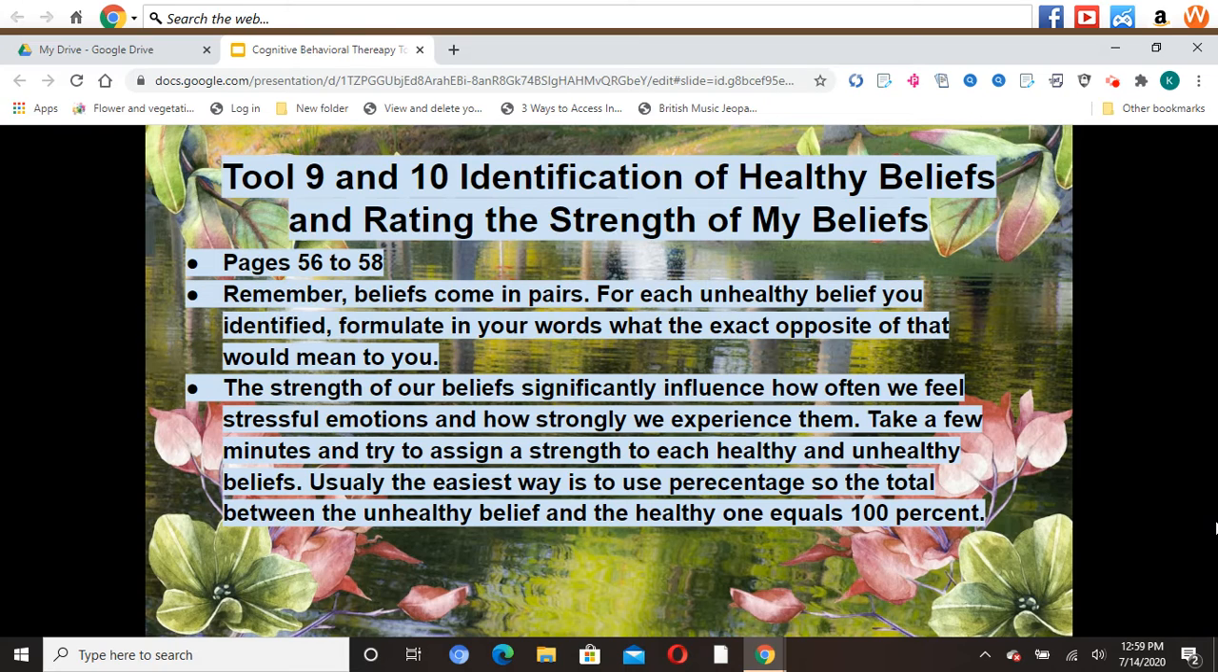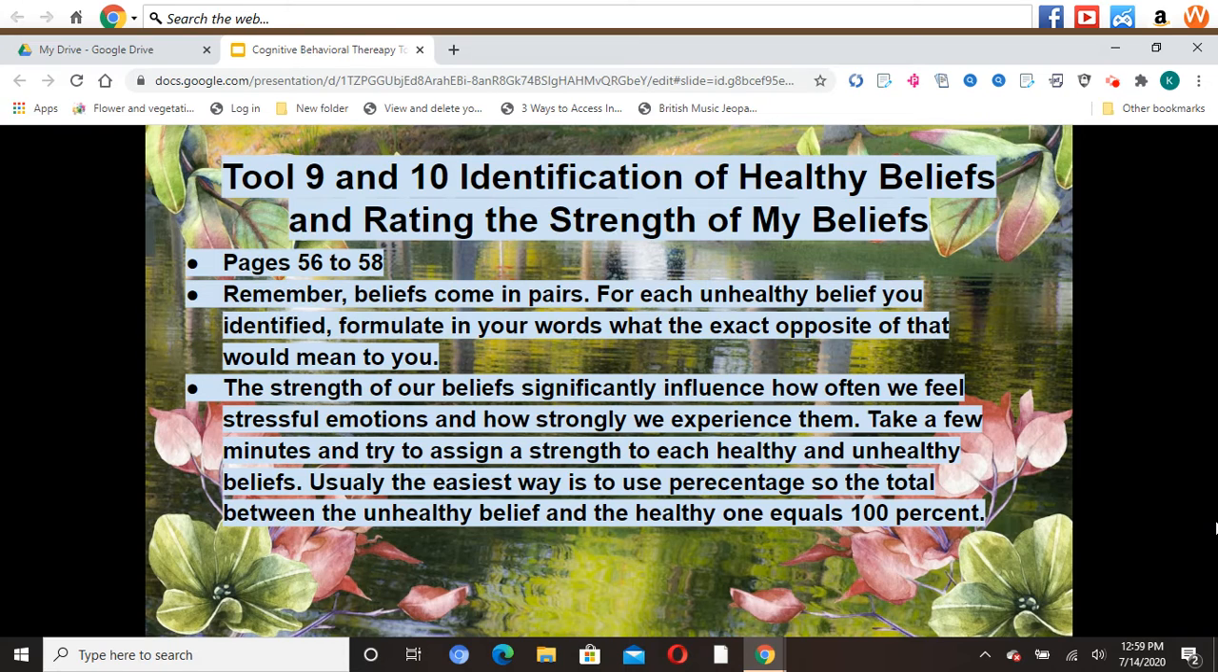So remember, beliefs come in pairs. For each unhealthy belief you identified, formulate in your words what the exact opposite of that would mean to you. The strength of our beliefs significantly influences how often we feel stressful emotions and how strongly we experience them. So take a few minutes and try to assign a strength to each healthy and unhealthy belief. Usually the easiest way is to use percentage. So the total between the unhealthy belief and the healthy one equals 100%. Meaning the two beliefs equal 100%.